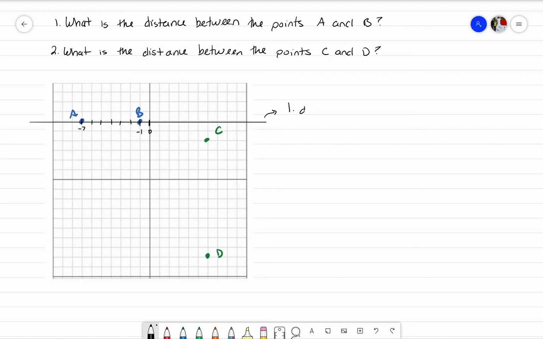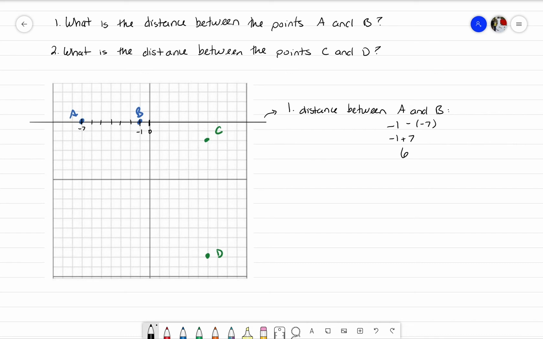So distance between A and B. So I'm going to take the number that's on the bigger side, the one furthest to the right. So that's B in this case. So that's going to be -1. And then I'm going to subtract the other number. In this case, that's -7. Remembering that when I subtract a negative, that becomes a plus. So I get -1 plus 7, and my overall distance is 6.